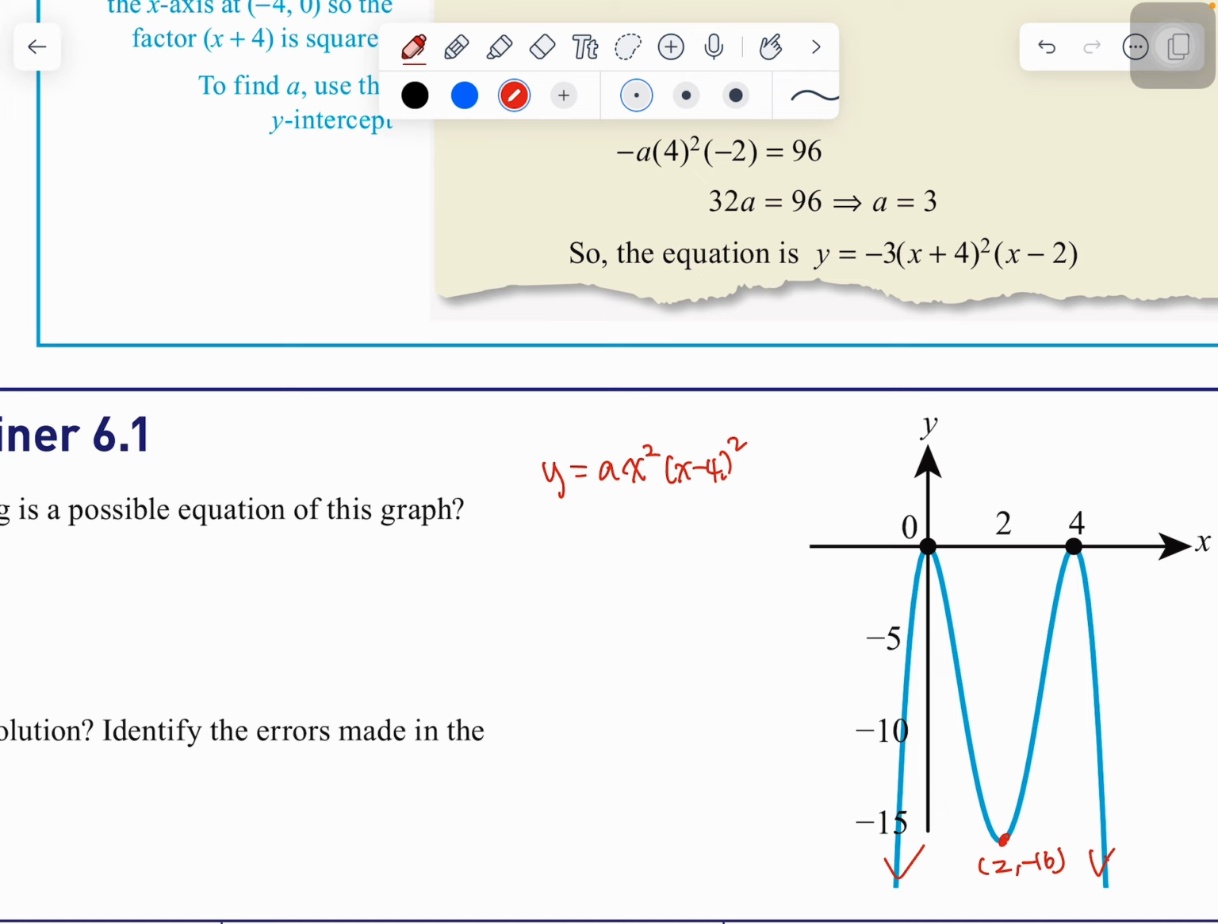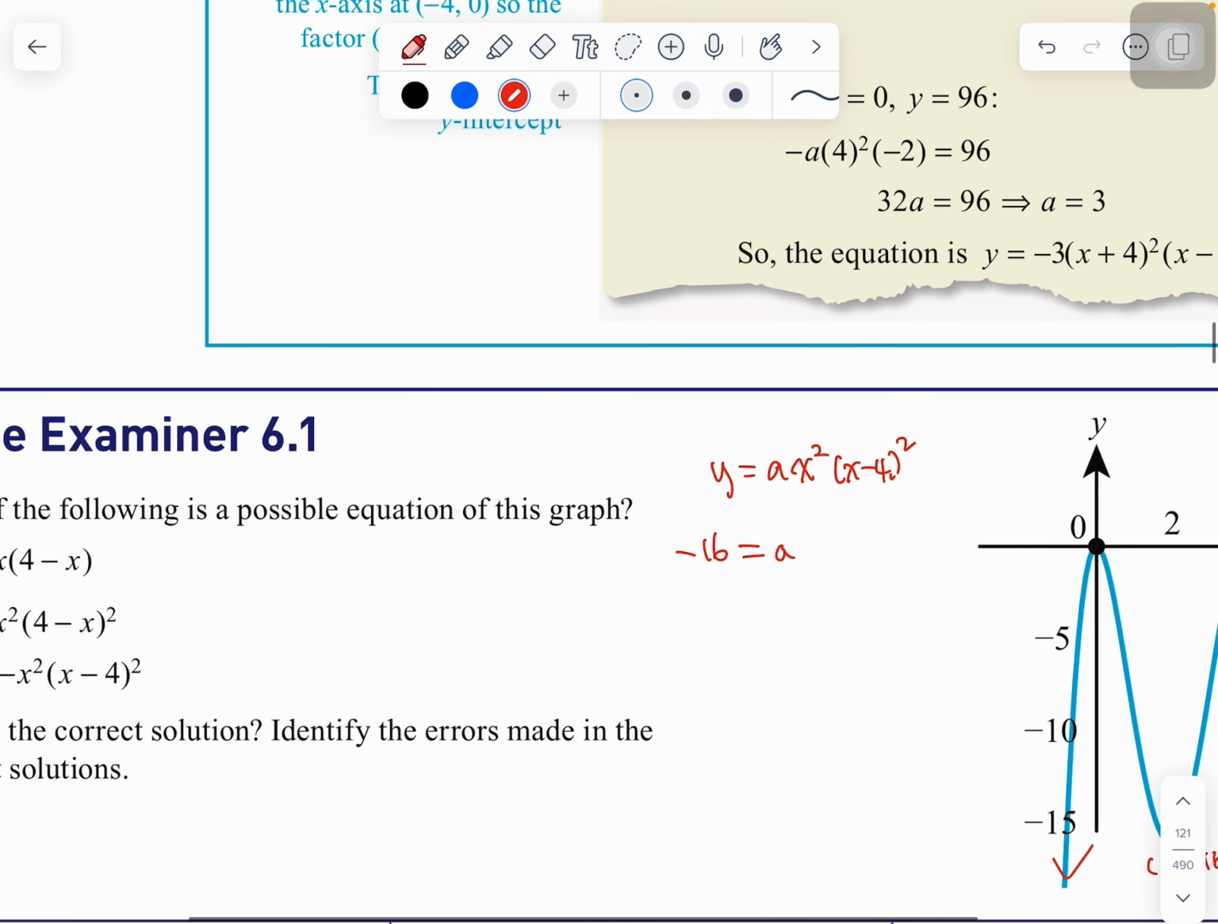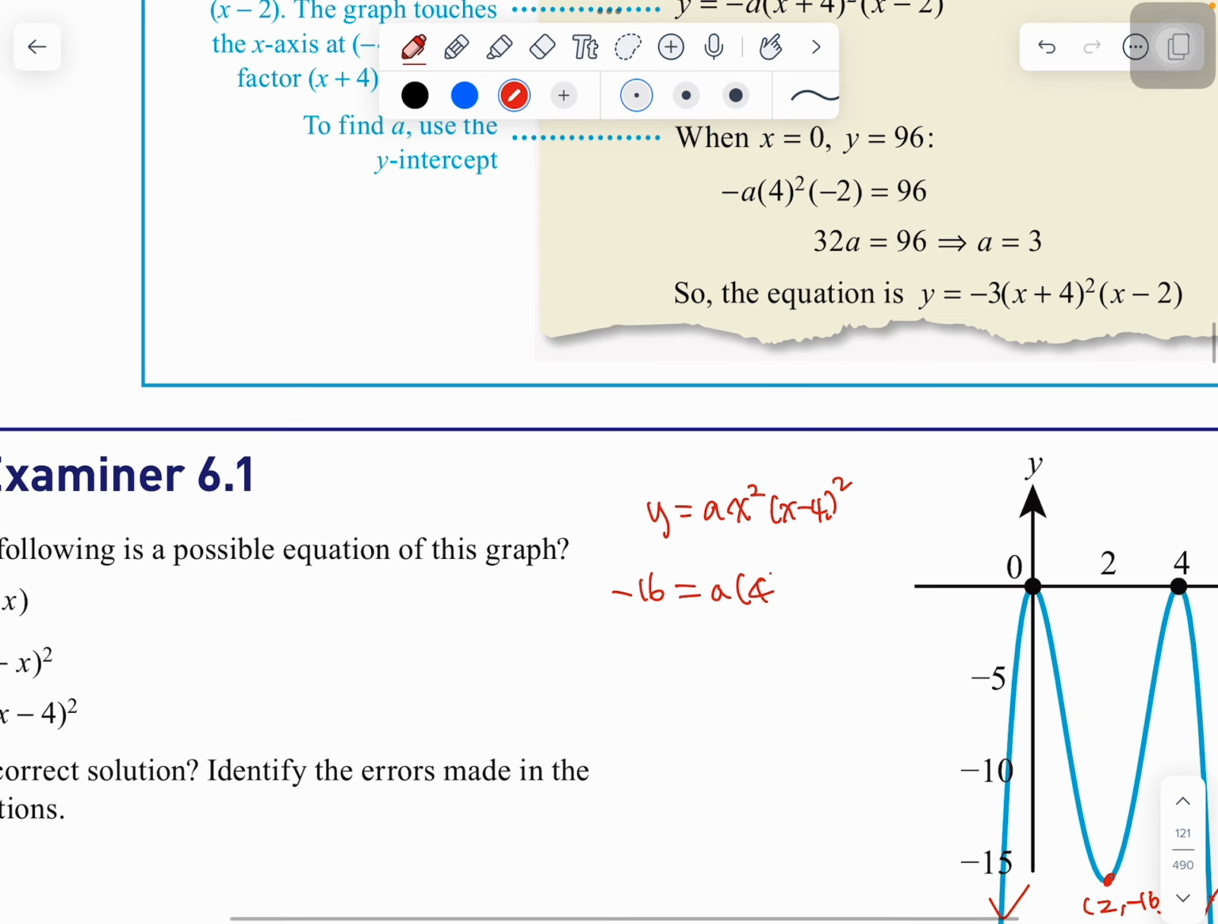Because the y-intercept is also 0, there is no other clue. So with 2, negative 16, negative 16 equals a times 2 squared times negative 2 squared, which means a equals negative 1. Therefore, y could be negative x squared times x minus 4 squared.